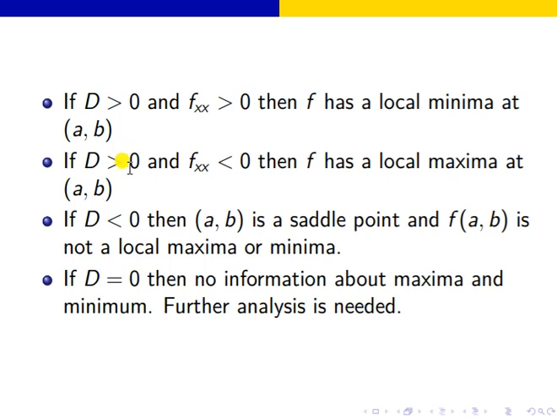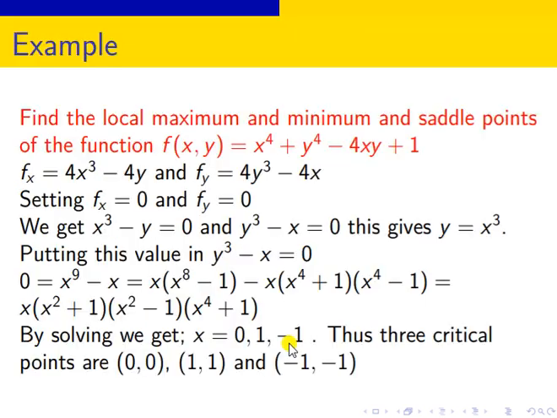Similarly, if D is greater than 0 and f x x is less than 0, then f has a local maxima at a b. If D is less than 0, then a b is called a saddle point, and f of a b is not a local maxima or minima. And if D is equal to 0, then there is no information about maxima and minima, so further analysis is needed. So we test from the perspective of these four conditions.